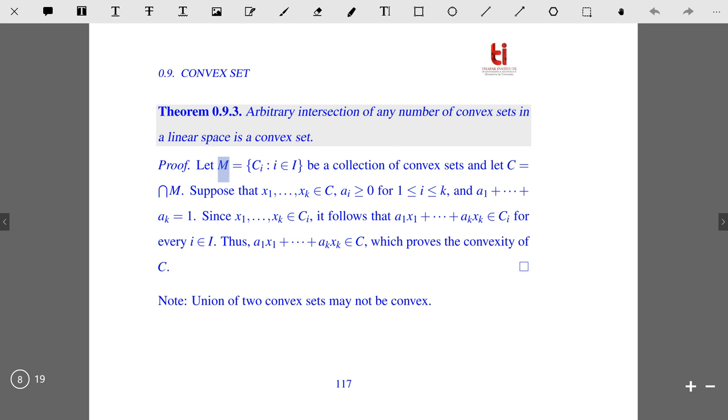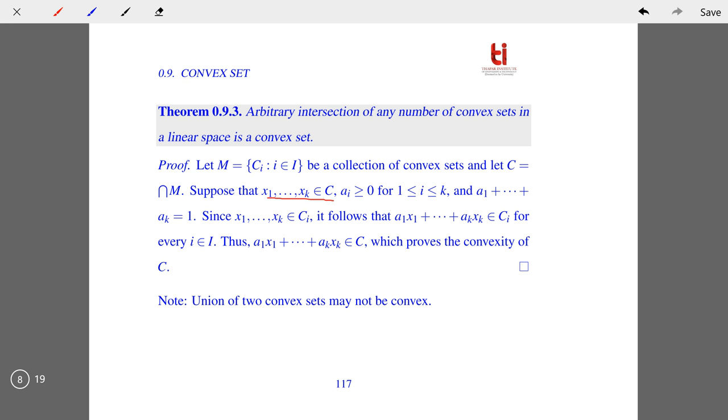So let M be the collection of all convex sets, and let C be the intersection of M. Suppose that x1, x2, so on, xk belong to C, and ai is greater than or equal to 0 for i lying between 1 and k, and a1, a2, so on, ak sum to 1. Since x1, x2, so on, xk belong to Ci, it follows that the linear combination a1 x1 plus so on, ak xk belongs to Ci for every i. Thus, a1 x1 plus so on, ak xk belongs to C, which proves the convexity of C.